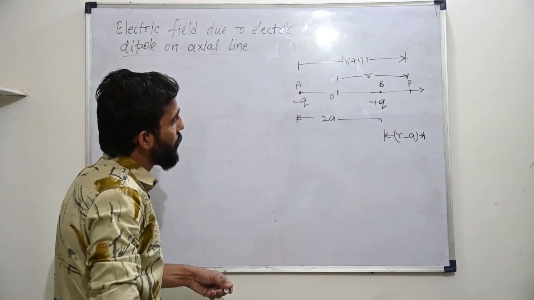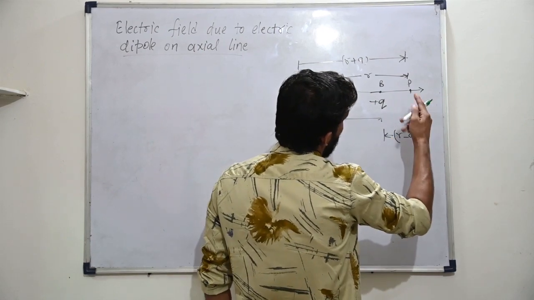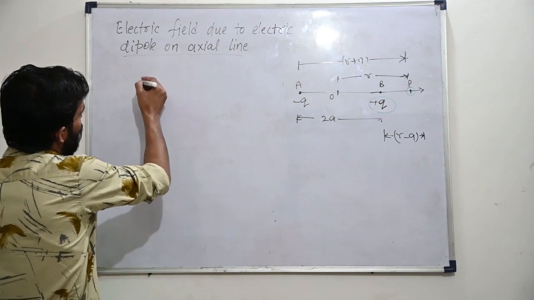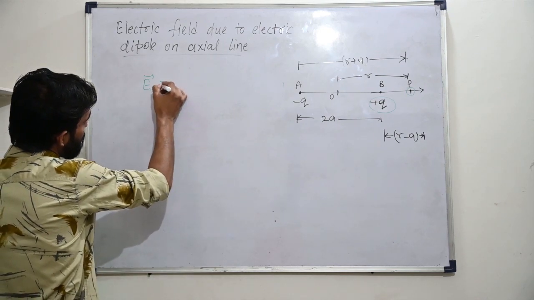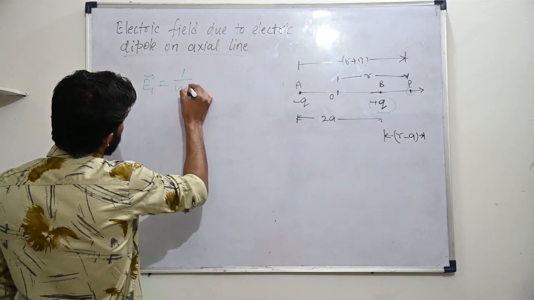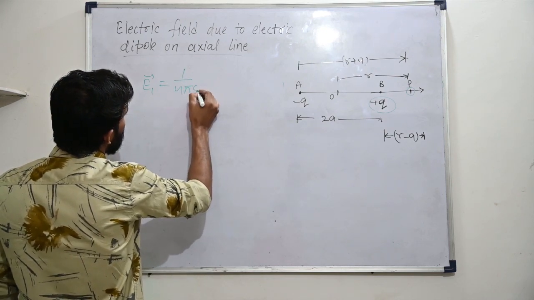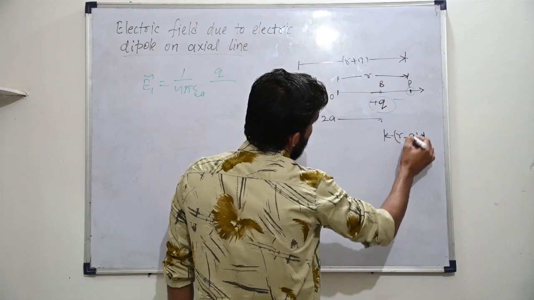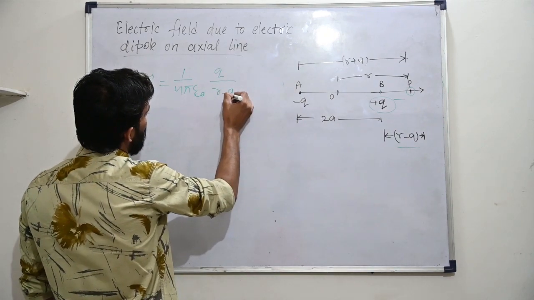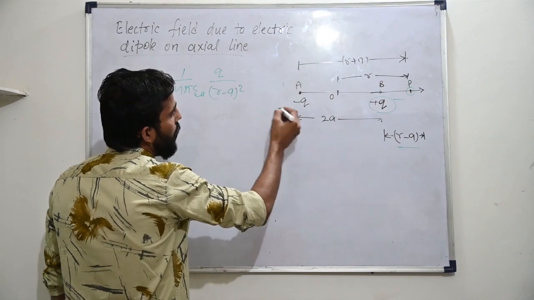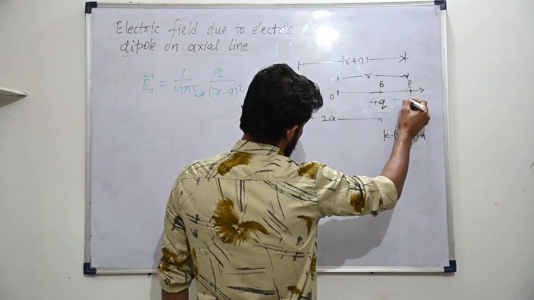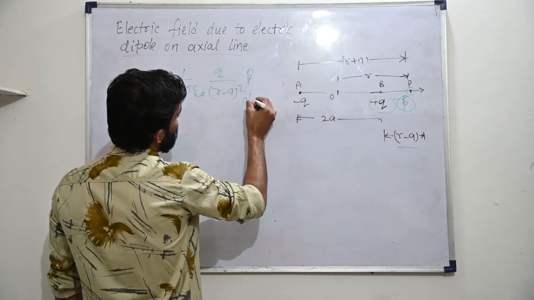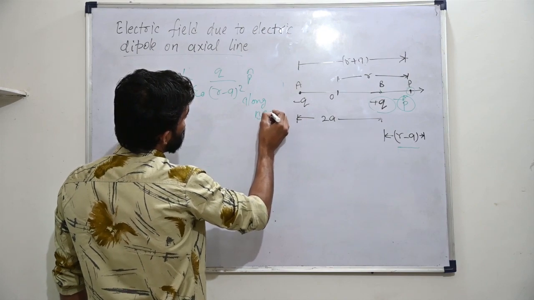Now we derive the electric field due to an electric dipole on the axial line. By the definition of electric field, the electric field at point P by the charge plus q, we write E1, equals 1 upon 4 pi epsilon naught q upon (r minus a) whole square, and the direction, let us write p cap, which is the unit vector along the BP direction.